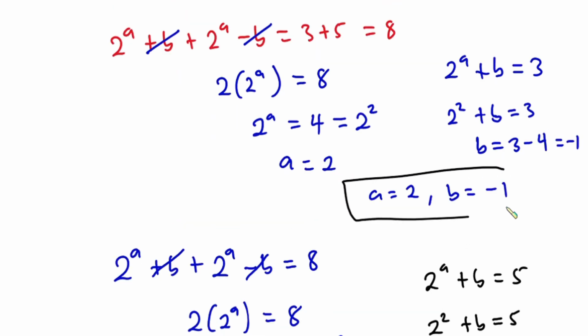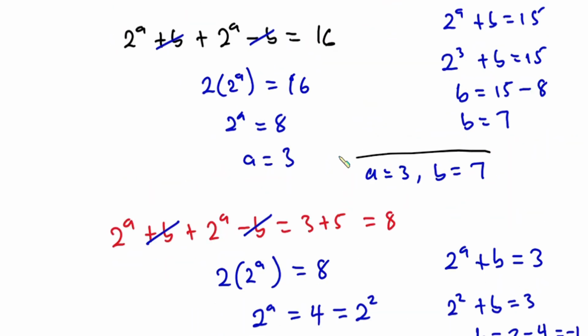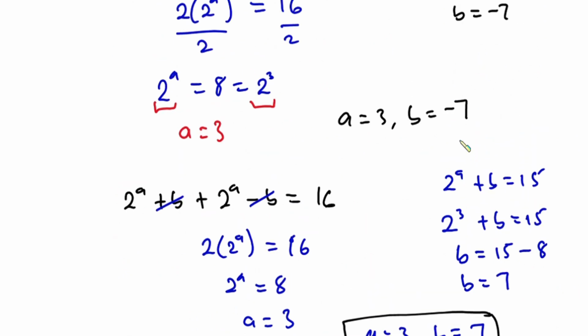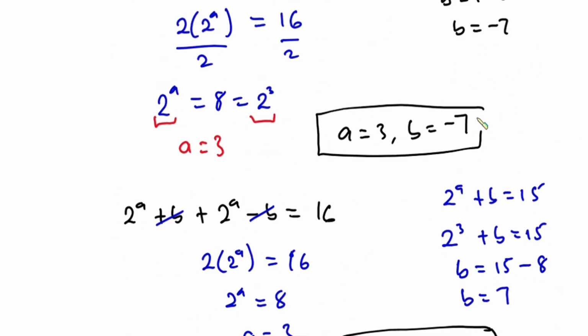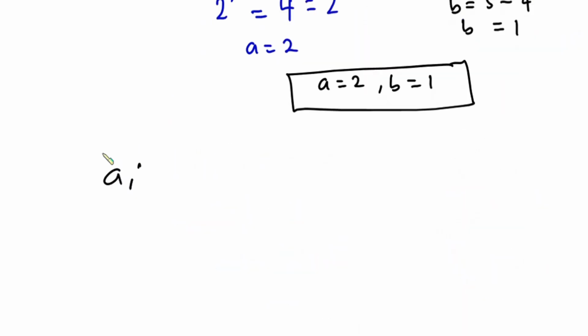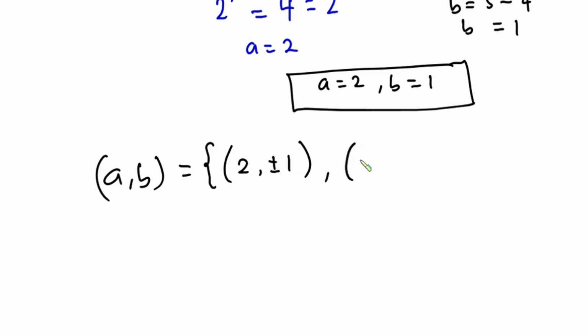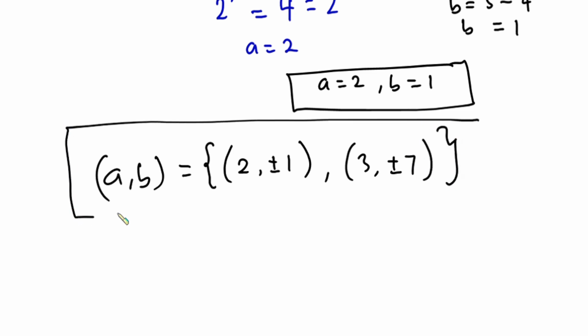This is the other one. Then we have the other one here. And lastly, we have this one. So in all, we have (a, b) is equal to, when a is 2, b is plus or minus 1. Then when a is 3, we have b is equal to plus or minus 7. And guess what? This is our final answer.